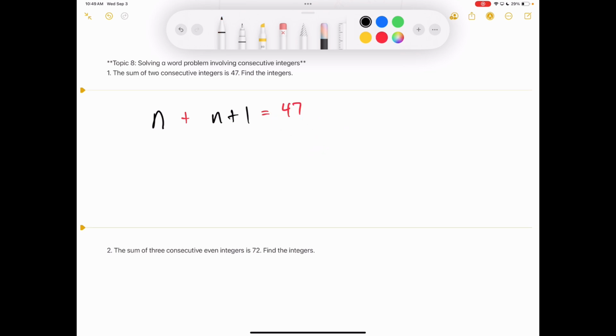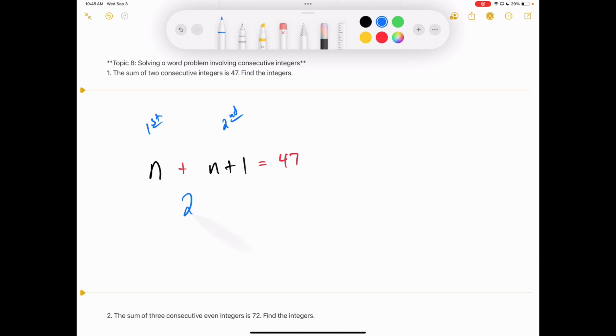So this is my first one. Try to write that. So this is my first number, and then this is my second number because they're consecutive. So I just add 1 to get to the next one. So now to do this, I combine my n's, which is 2n. Then you can subtract 1, which is 46, and divide by 2. My numbers are 23 and then 24.